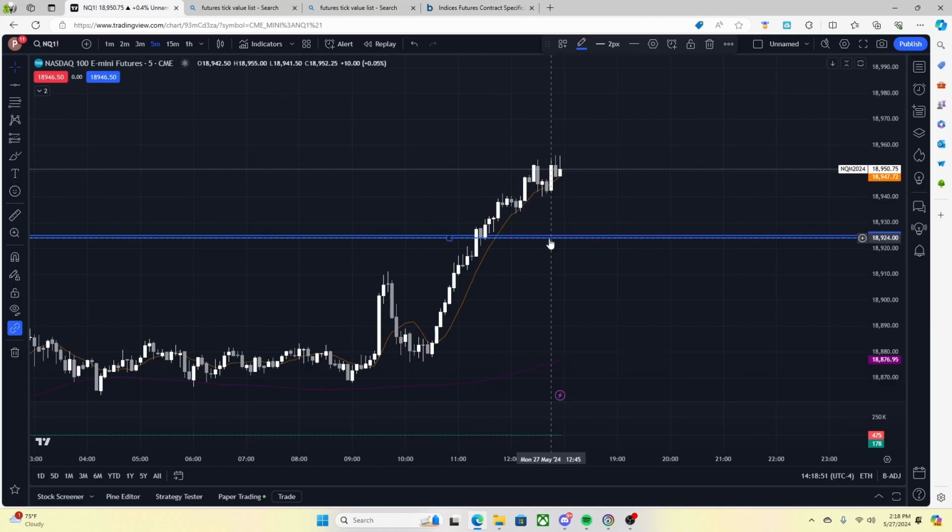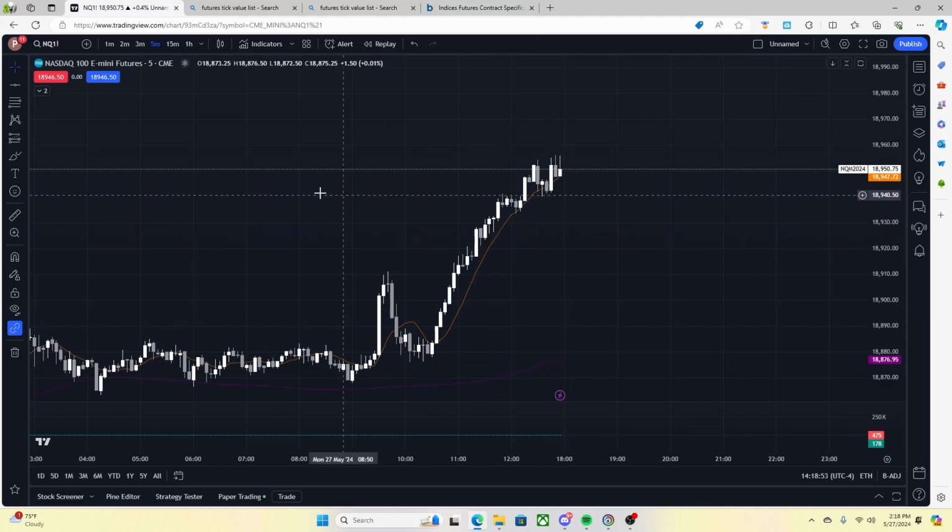I know this is a little confusing, but if we're here at 18,920, and it moves up to 920.5, that's $5 for each contract you have. If you move up one more, then another $5, then the 0.75, and once you get up to 921, that move right there, even though I'm barely moving my mouse, would be $20 per contract that you have.